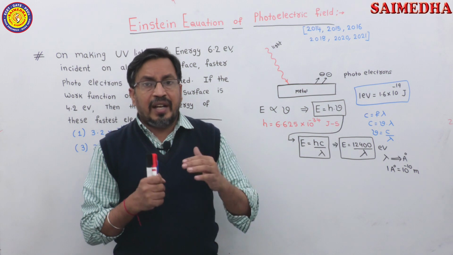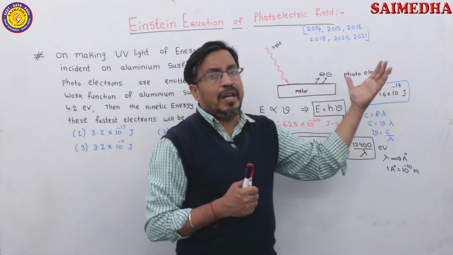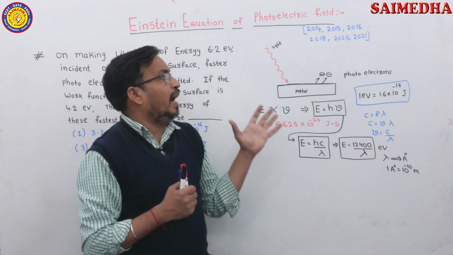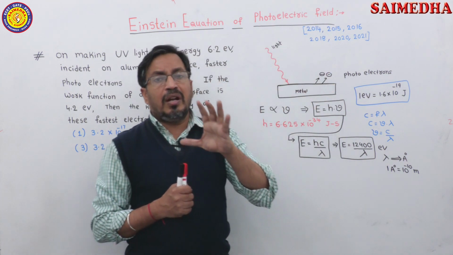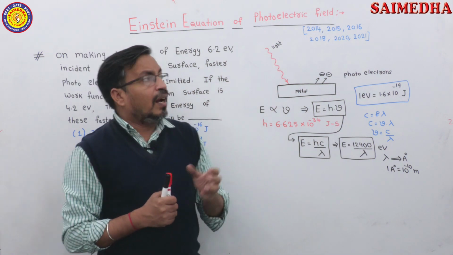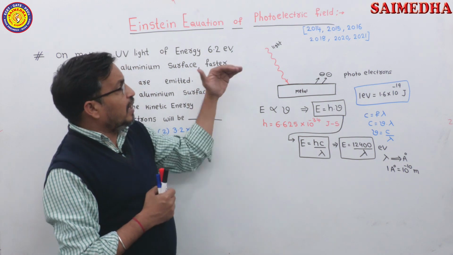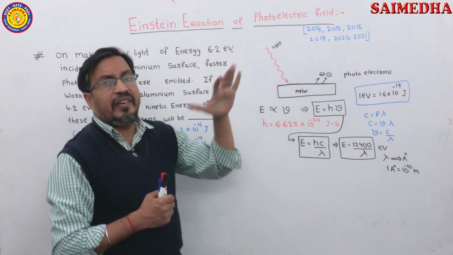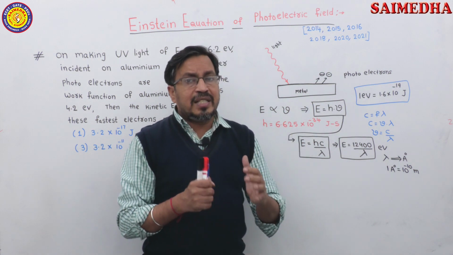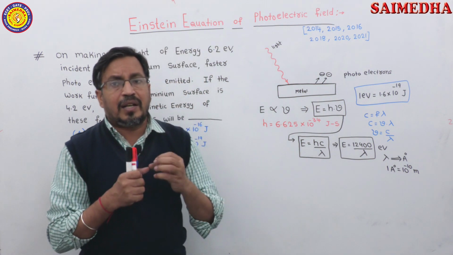So when a light is incident on a metal surface, then the electrons will be emitted from the metal. The emitted electrons are known as photoelectrons, and the phenomenon is known as photoelectric effect or photo emission. Now here Einstein explained that when a light is incident on a metal surface, light is a wave that consists of particles of energy. The particles are known as photons.